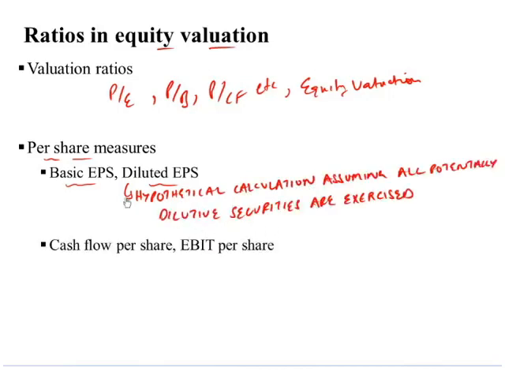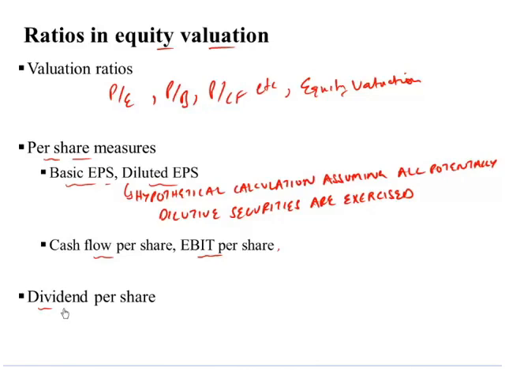And just to revise, diluted EPS is a hypothetical calculation assuming that all potentially dilutive securities are exercised. Just like we calculate the earnings per share, we can also calculate the total cash flow per share or the operating cash flow per share, the EBIT per share, and so on and so forth. An important metric that is often seen is the dividends per share, that is, how much cash the company is returning back to the shareholders in the form of dividends.